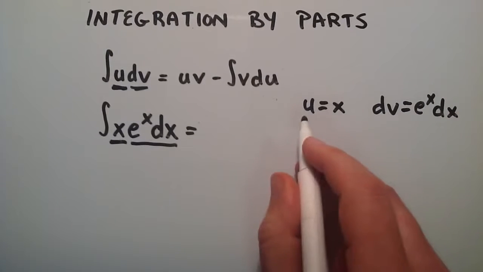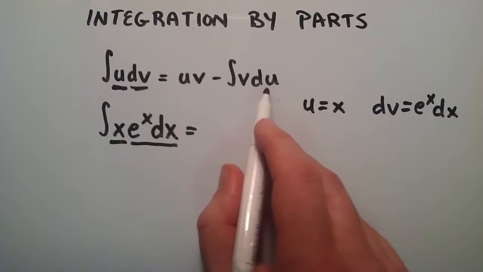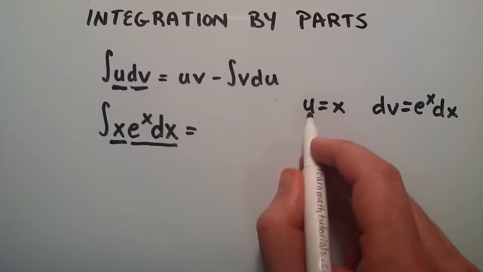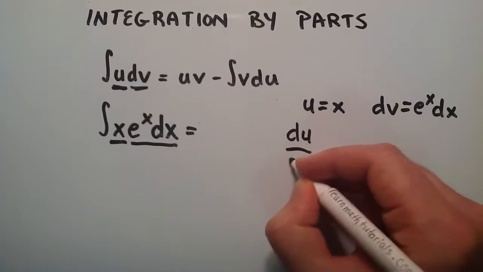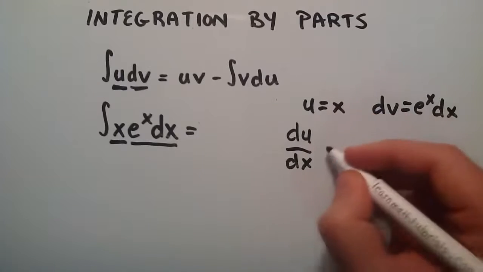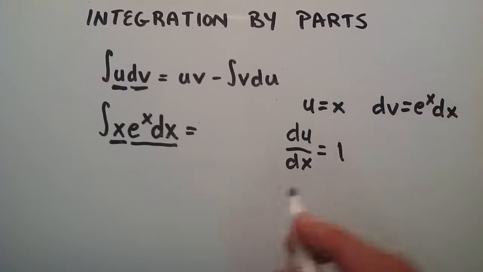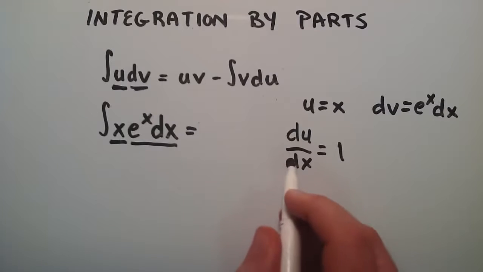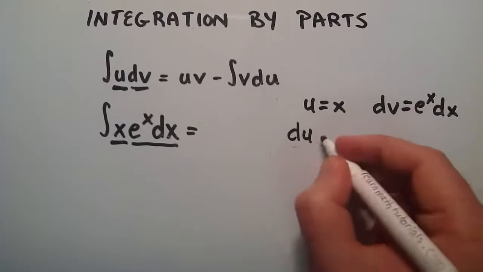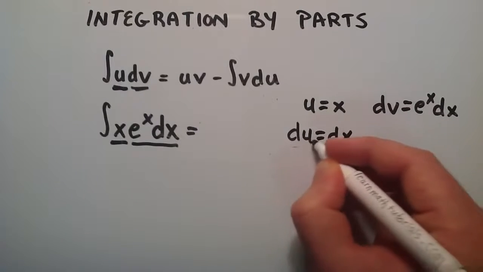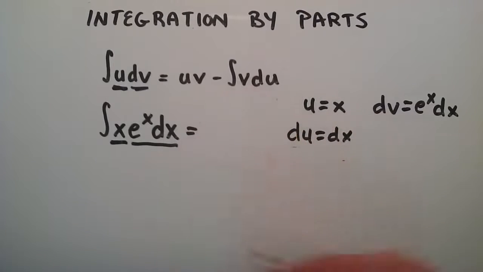Now that we've got our u and our dv figured out, we also need to figure out what du is, and what v is. We can figure out what du is by taking the derivative of u with respect to x. The derivative of u with respect to x is simply 1, since the derivative of x with respect to x is 1. And then if we multiply the left and right hand side by dx, this becomes du is equal to dx. So we've defined what du is now.